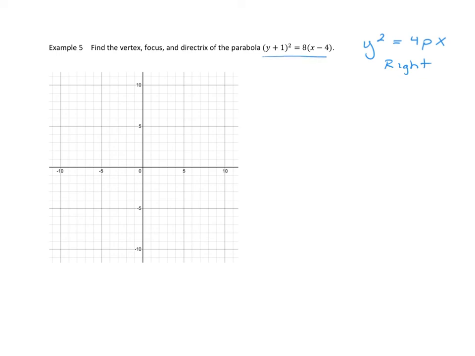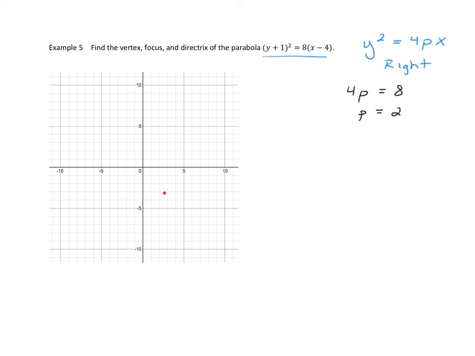So let's try to make this thing look a little bit more like this, so I at least could identify the value of p. If I focus on the number 8, I know that 4p should be equal to 8, and therefore p is equal to 2. This number tells you how to find the focus and the directrix, but that's only if the vertex is at the point 0, 0. If the vertex were at 0, 0, the focus would be at 2, 0, and the directrix would be the line at -2, this vertical line here.